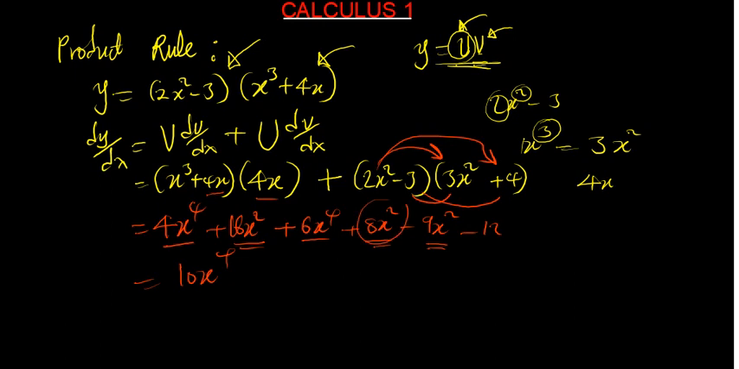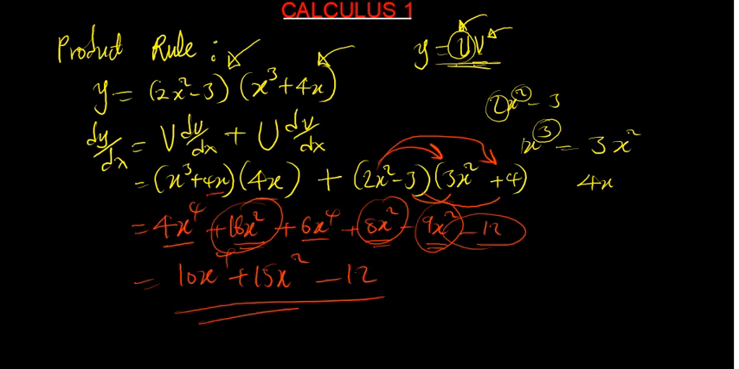So 8x squared and minus 9x squared are going to get negative x squared. And that negative x squared plus 6x squared, we are going to get 15x squared, and then minus 12. It's like that, right?